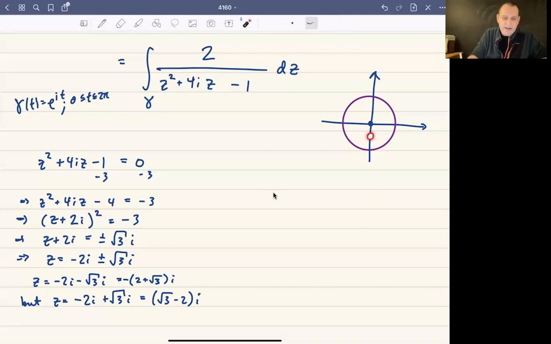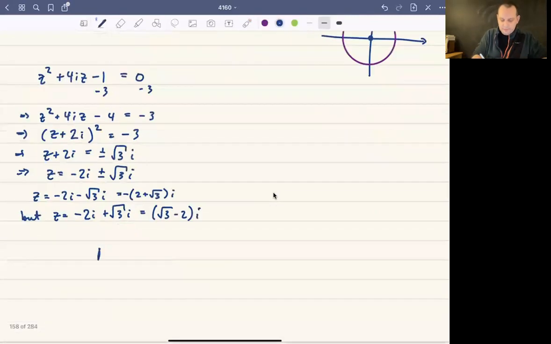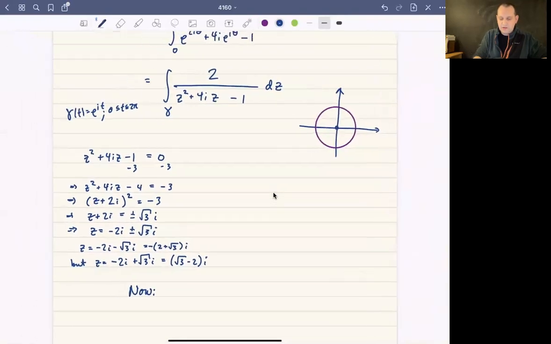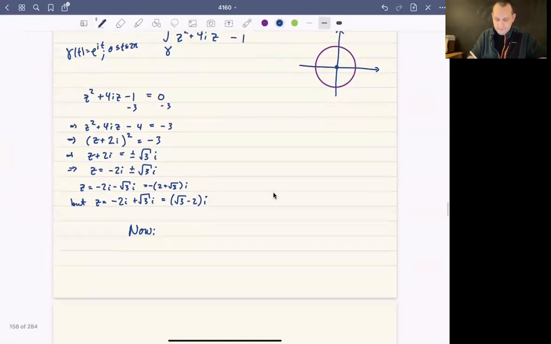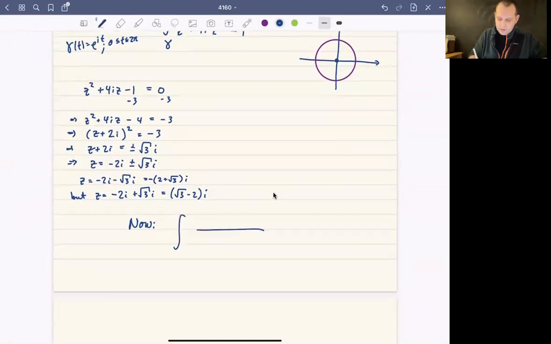And unfortunately, that is inside that circle of radius 1. So we're going to have to deal with this one separately. Okay, so we'll just have to deal with that separately. So now that we know that one of these is inside that circle and one of them is not, what we're going to do is take this integrand, this 2 over the quantity z squared plus 4iz minus 1. That's what we're going to have to look at.